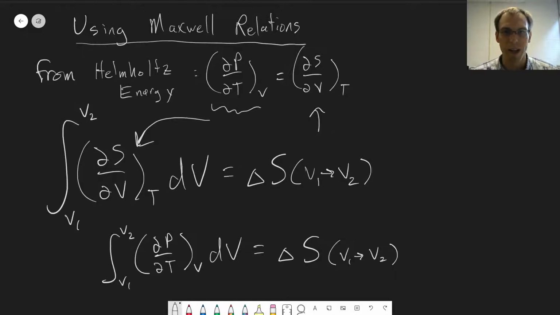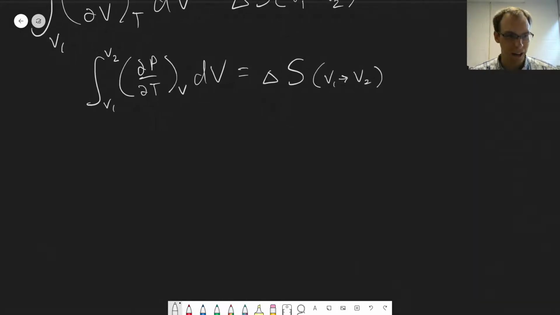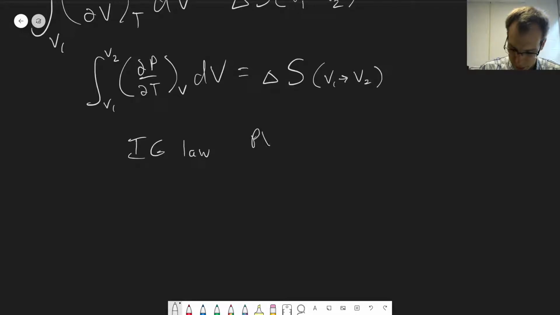That's where the real power of this comes in: we're not limited to thinking about just ideal gas behavior. Because nothing in this derivation of Maxwell relations relied on the fact that we had an ideal gas. So let's just prove that this works with the ideal gas law, though, just to keep it simple. Right, so if we have the ideal gas law, PV equals nRT, we can go ahead and rewrite this.